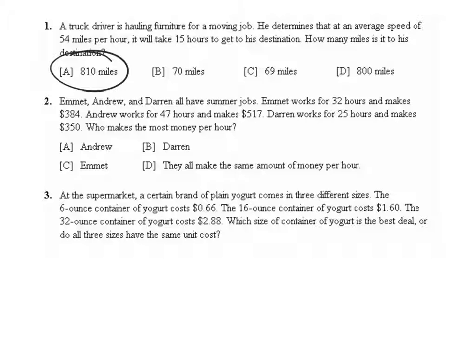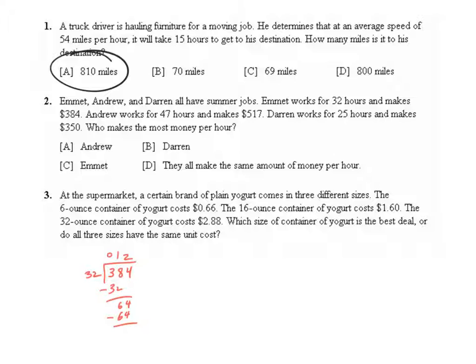To do that, we're going to divide the amount earned. So for example, Emmett's amount earned was $384. We're going to divide that by 32 hours. That gives us the amount he earned per hour. 32 goes into 38 one time, and it looks like it's going to go into 64 twice. Therefore, Emmett earned $12 per hour.